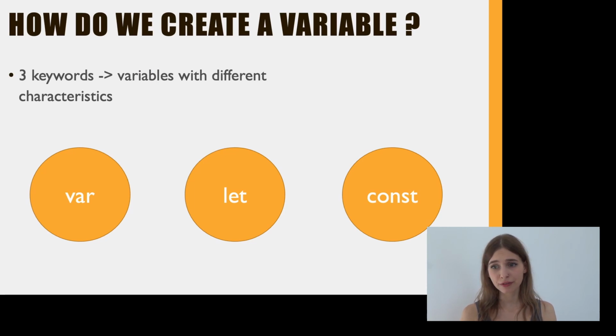So how do we create a variable? We have three keywords, and all those create variables, but they have different characteristics. We have a var, we have a let, and we have a const. For today, they are still not going to be our target topic. We are still going to focus on a variable with the keyword var.